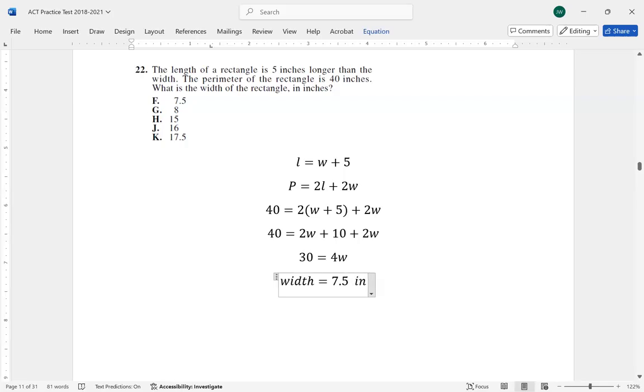Now I can stop there if I want to. By the way, if you wanted to, you could also get the length by just plugging in 7.5 for the width here. 7.5 plus 5 is 12.5. But it's only asking me for the width, so I'm perfectly okay stopping here. Option F, 7.5, is the answer to question 22.